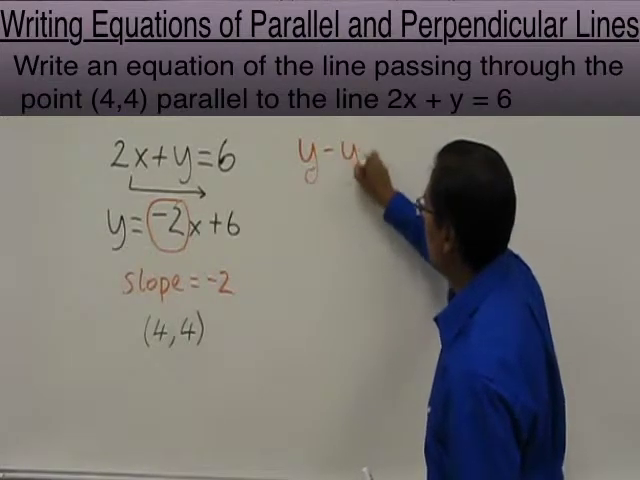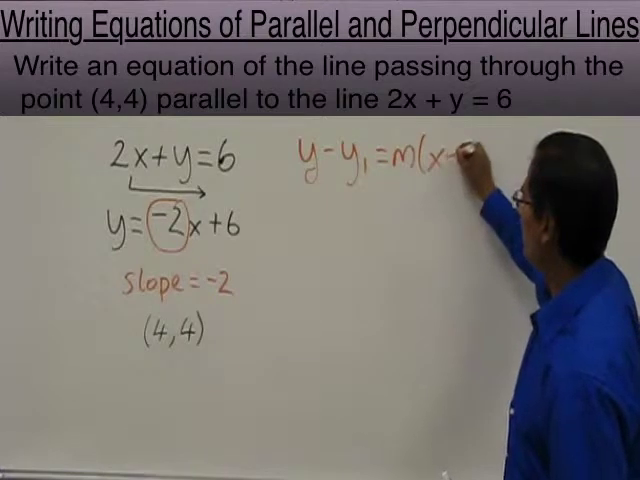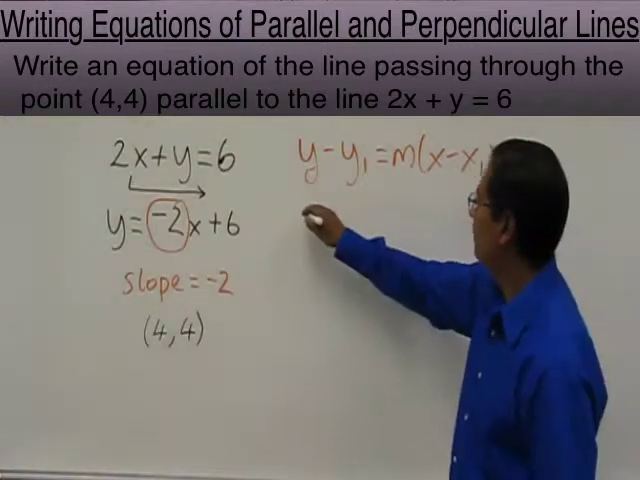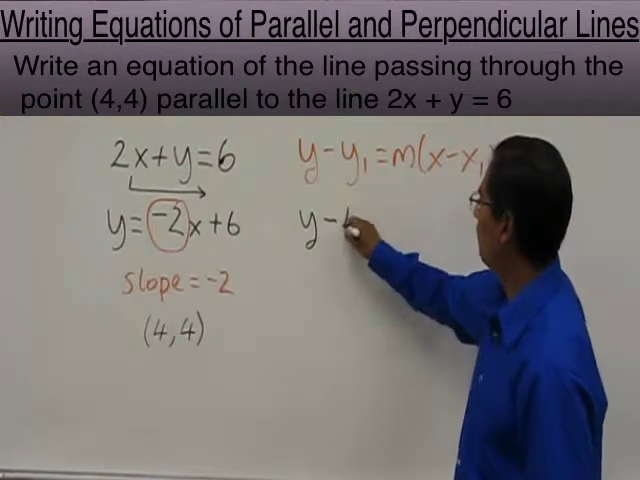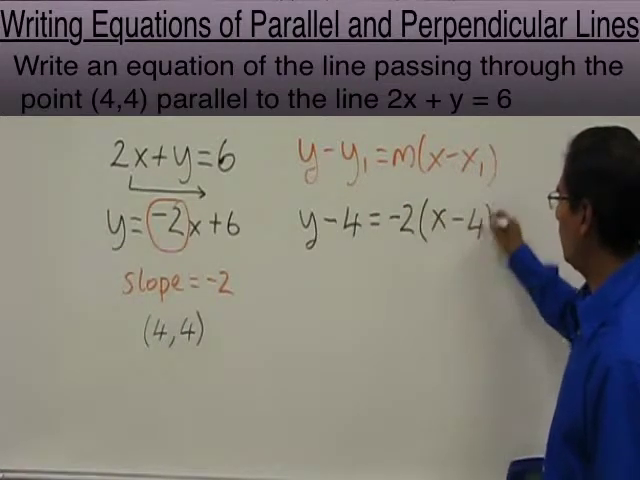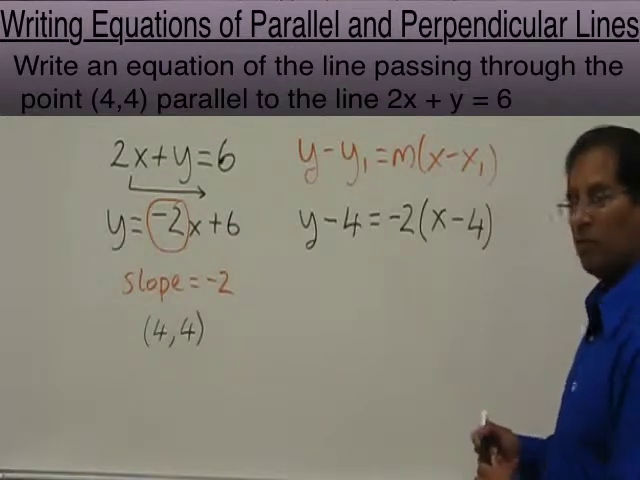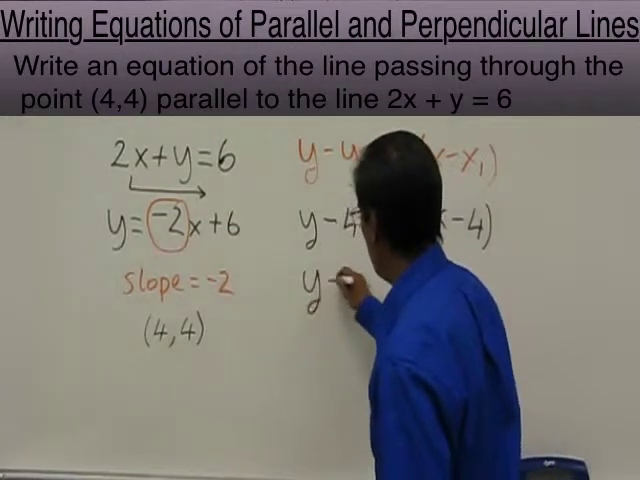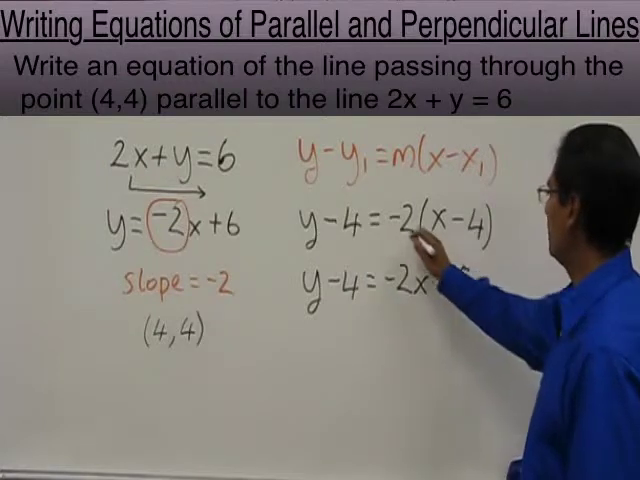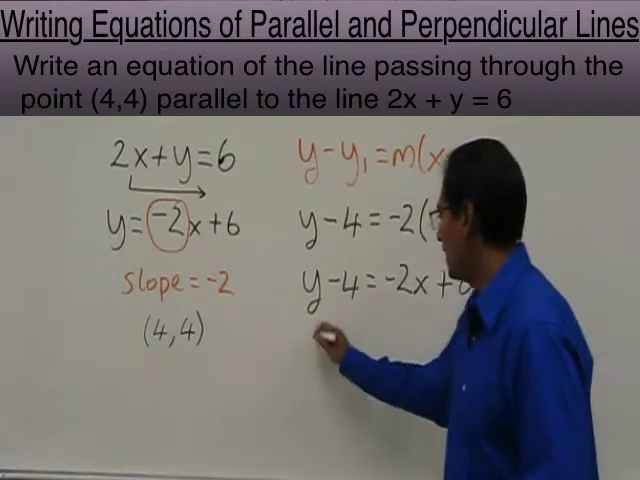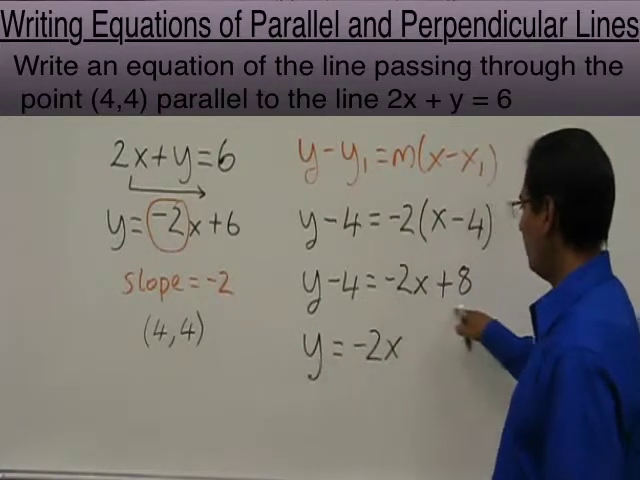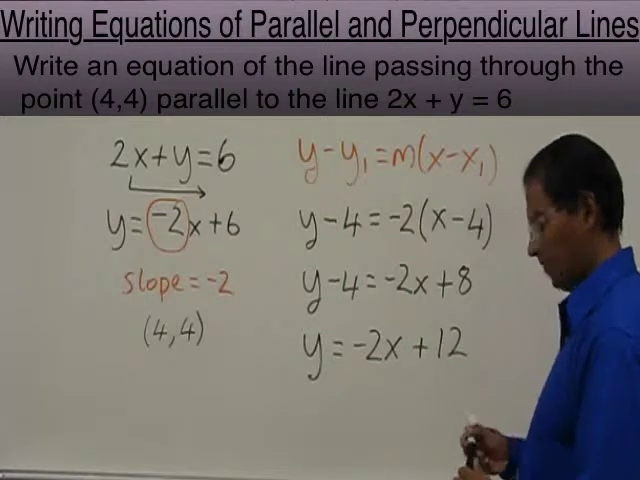Our point-slope form is y minus y1 equals m times x minus x1. And we want to plug in these numbers in here. We get y minus 4 equals m, negative 2, times x minus 4, because my point is (4, 4). And so simplifying this, we get y minus 4 equals negative 2x plus 8, because negative 2 times negative 4 is 8. And adding 4 to both sides, we get y equals negative 2x plus 12.